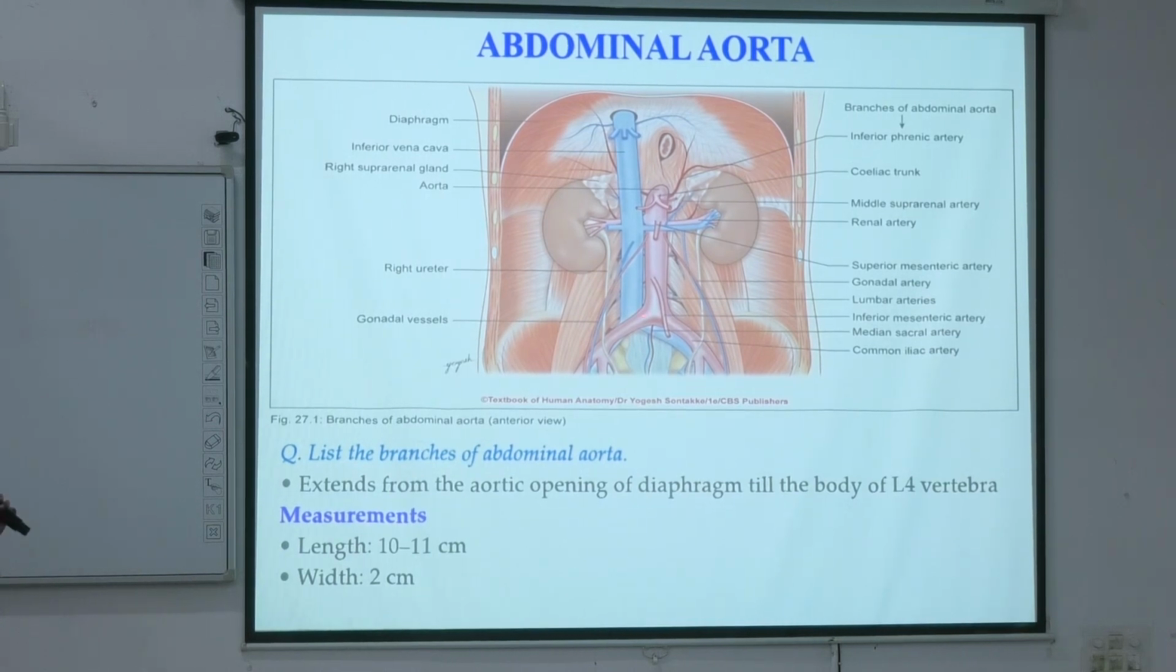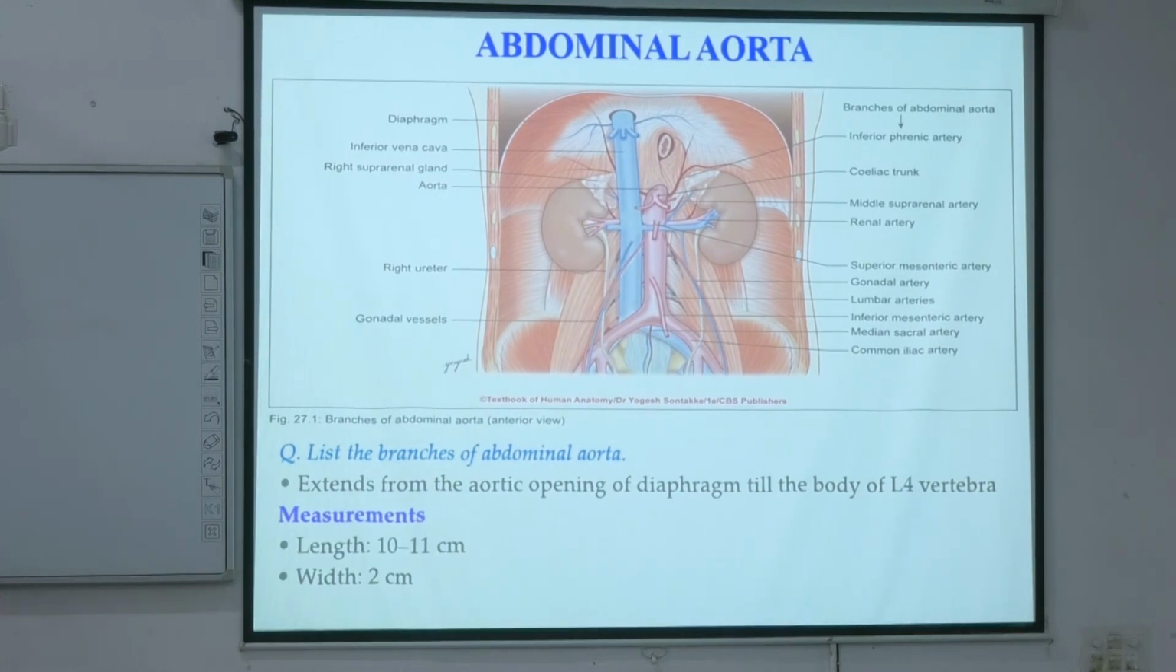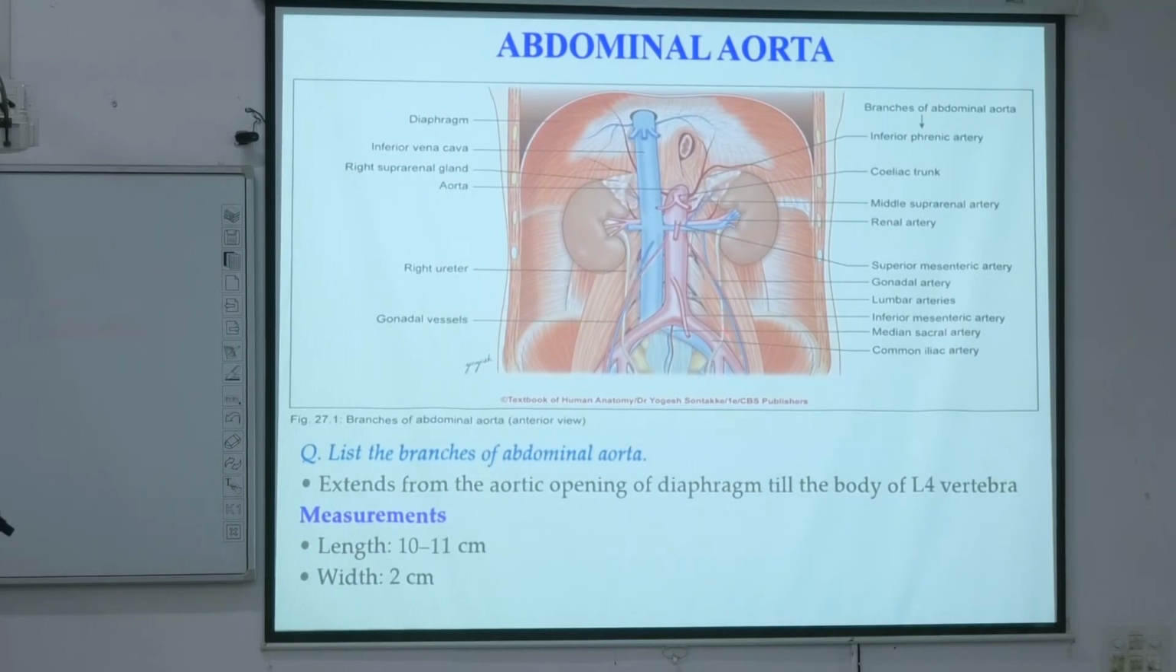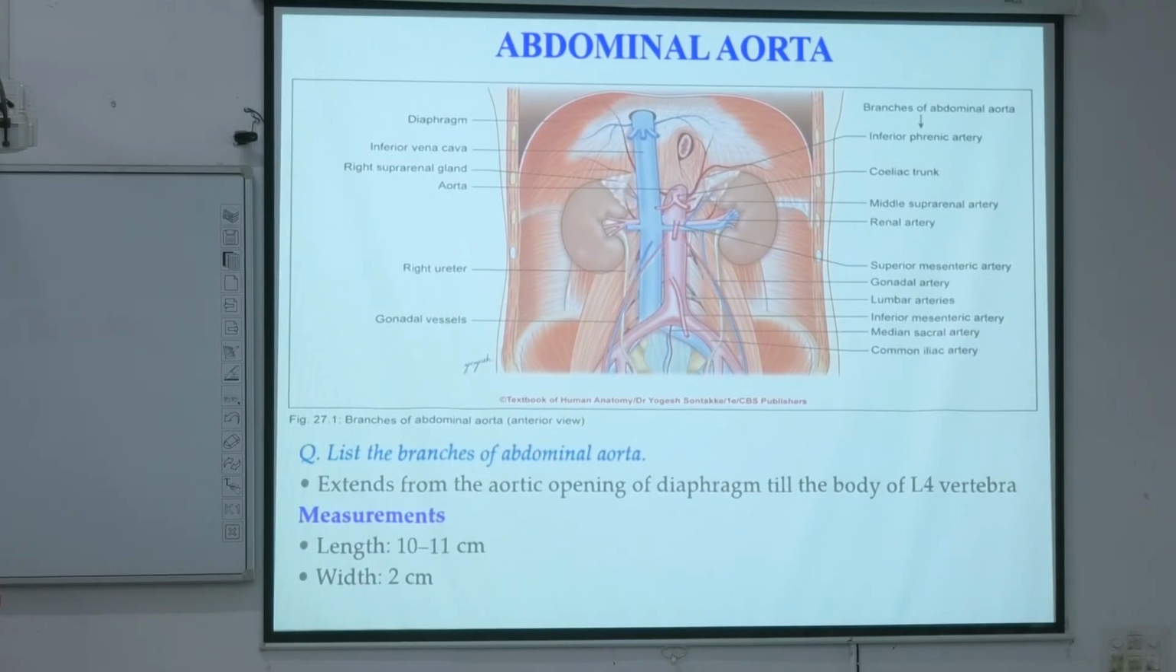This is the vertebral level where the abdominal aorta divides into two branches, two common iliac branches, right common iliac and left common iliac. These common iliacs again divide into external iliac and internal iliac. So these are the two terminal branches. This level is very important. The abdominal aorta divides at the level of the L4 vertebra.